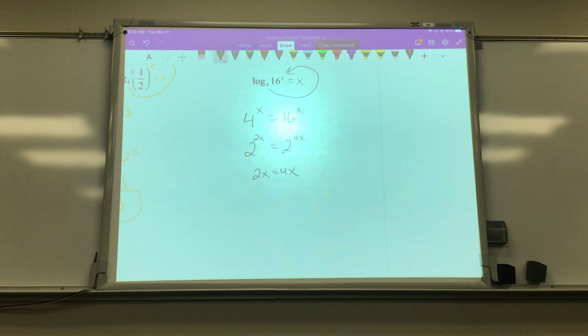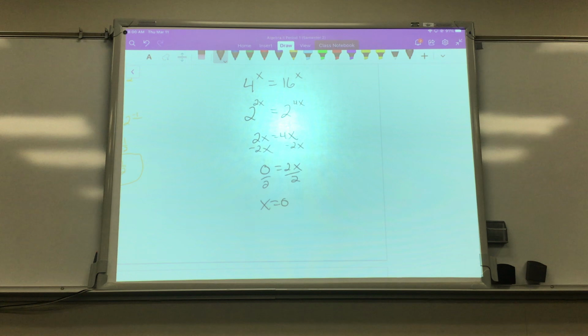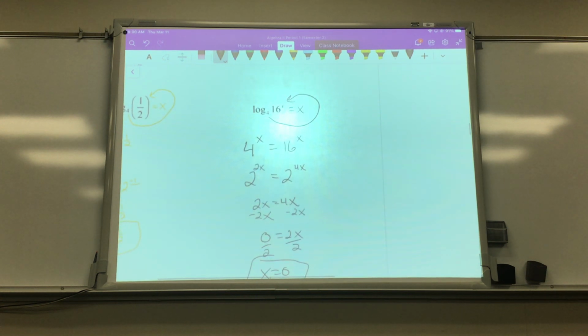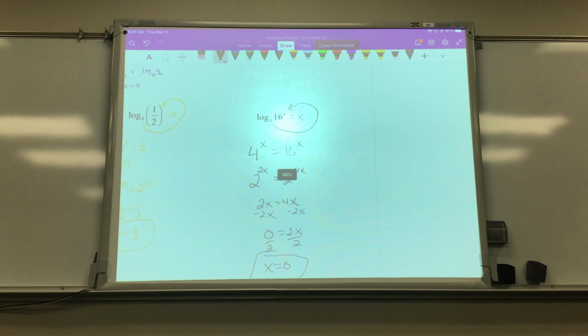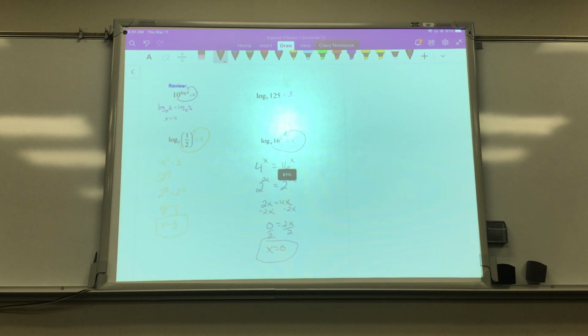It's kind of a weird one, isn't it? Still solve it the same. Get everything to one side. Subtract 2x on this side. 0 equals 2x. Divide by 2. X would have to be 0. That's a weird one. Alright, questions on that review page at all? Big thing, rewrite, correct? Rewrite, rewrite, rewrite.